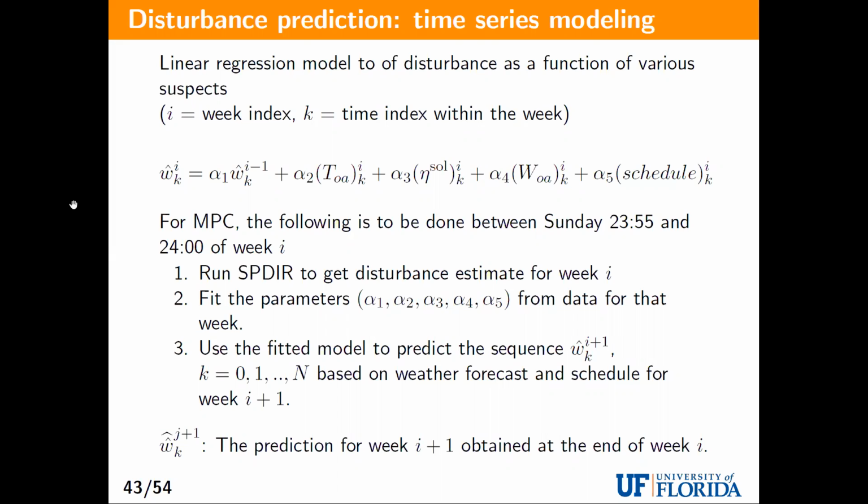And then in real time, now you can use this model to predict, because this is the past disturbance that you already have. The other things, the temperature and the solar radiation and the humidity outside, these are forecastable from a weather forecast. And the schedule information, presumably you have that, right?